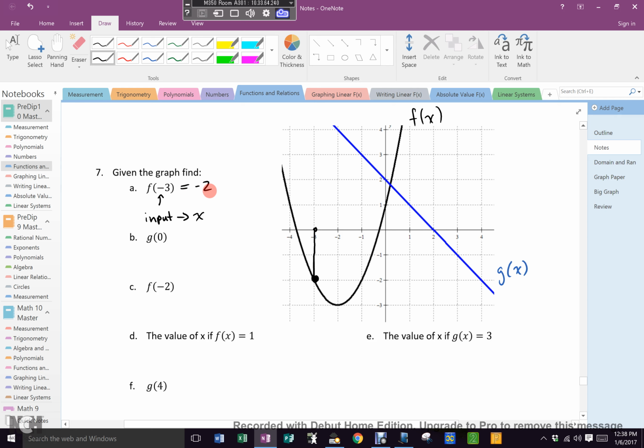Is everybody good? Okay. What's this one? Is that an input or an output? It's an input. So it's on the x-axis. So I go to 0 and I look for the output. On which line? The straight one this time, because this is a G. So I go up and I find it is right there. What is it? Equals 2. Is everybody good? Okay, you guys do C.